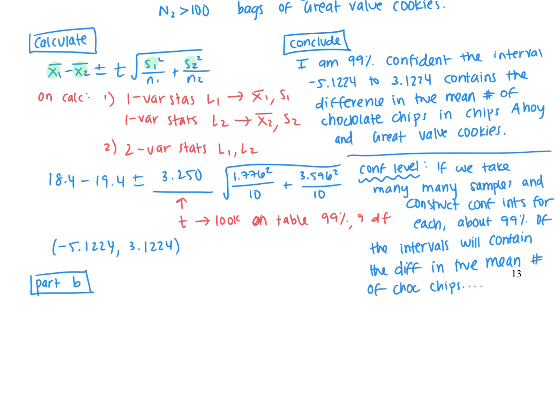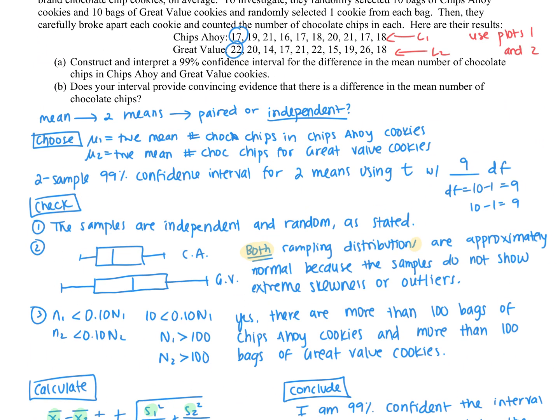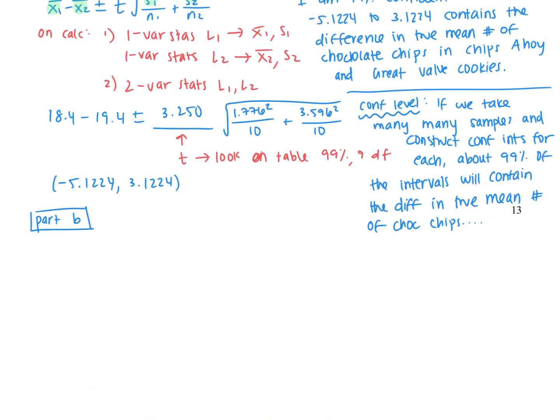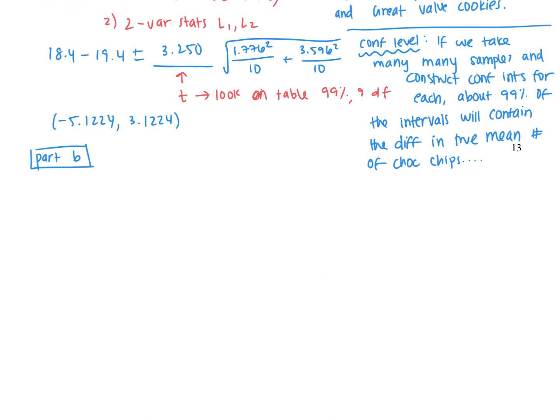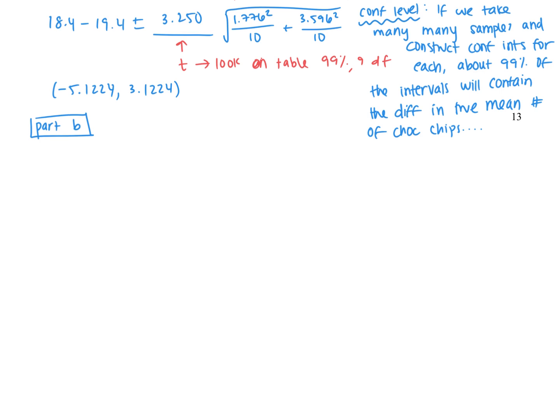I'm going to move up to look at part B, but then I'll come back down. So we also still have to answer part B. Does your interval provide convincing evidence that there is a difference in the mean number of chocolate chips? What do you guys think? Is there convincing evidence of a difference based on our interval? If we had done a hypothesis test, do you think we would have rejected the null or failed to reject the null based on this interval?